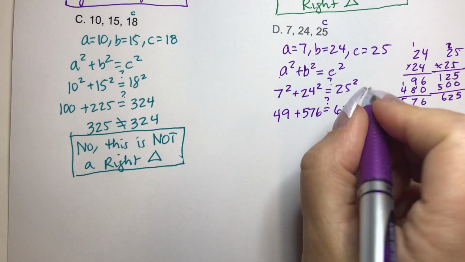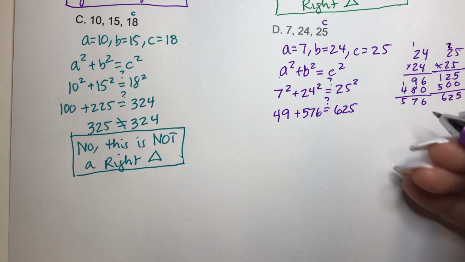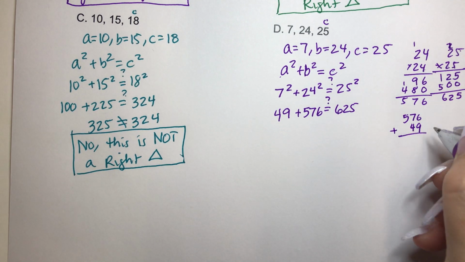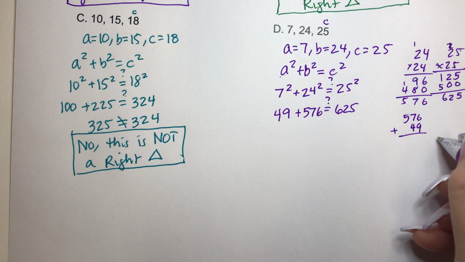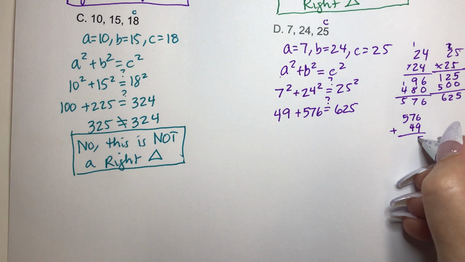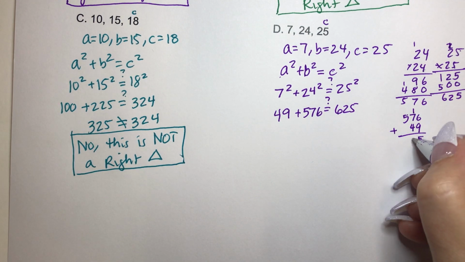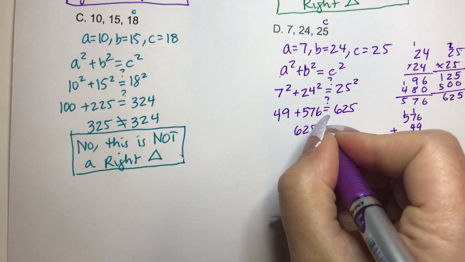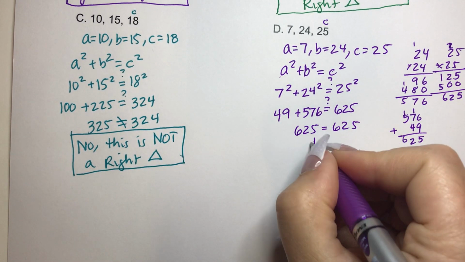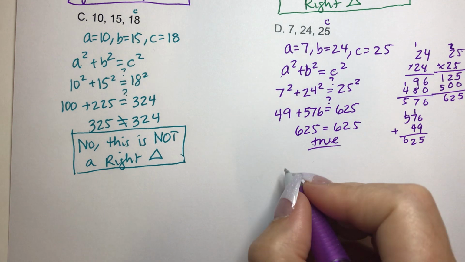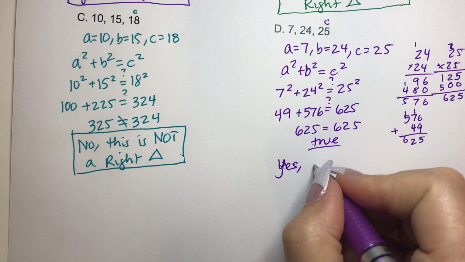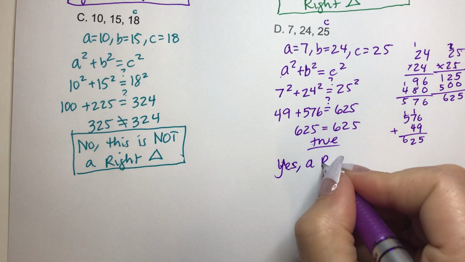Okay, is this equal? I don't know. We need to add these two up. So I'm going to go 576 plus 49. 6 plus 9 is 15. Write the 5, carry the 1. That's 11, 12, 6. And they equal. 625 equals 625. This is a true statement. Woohoo! So that means yes, this is a right triangle.